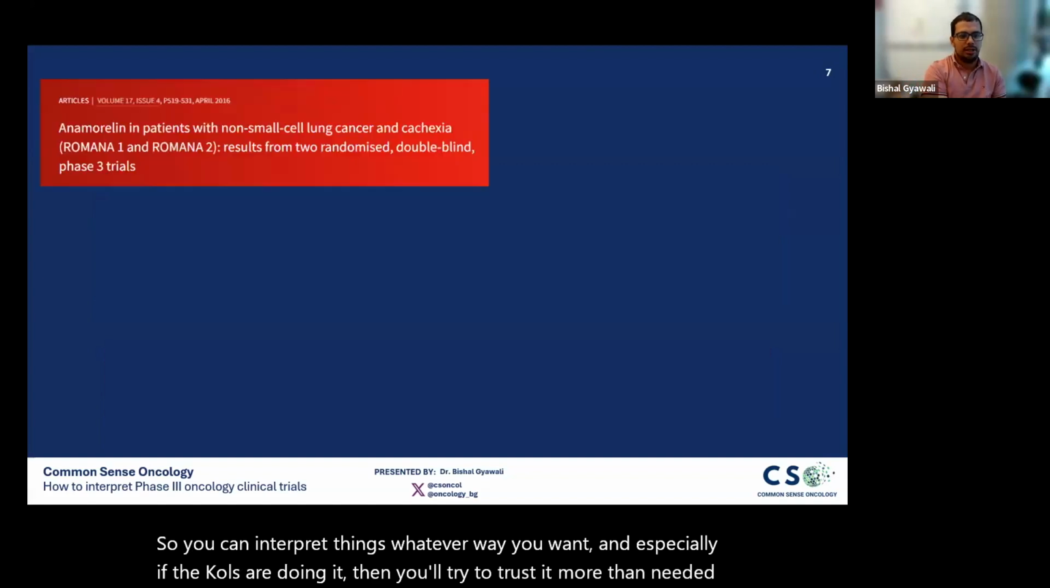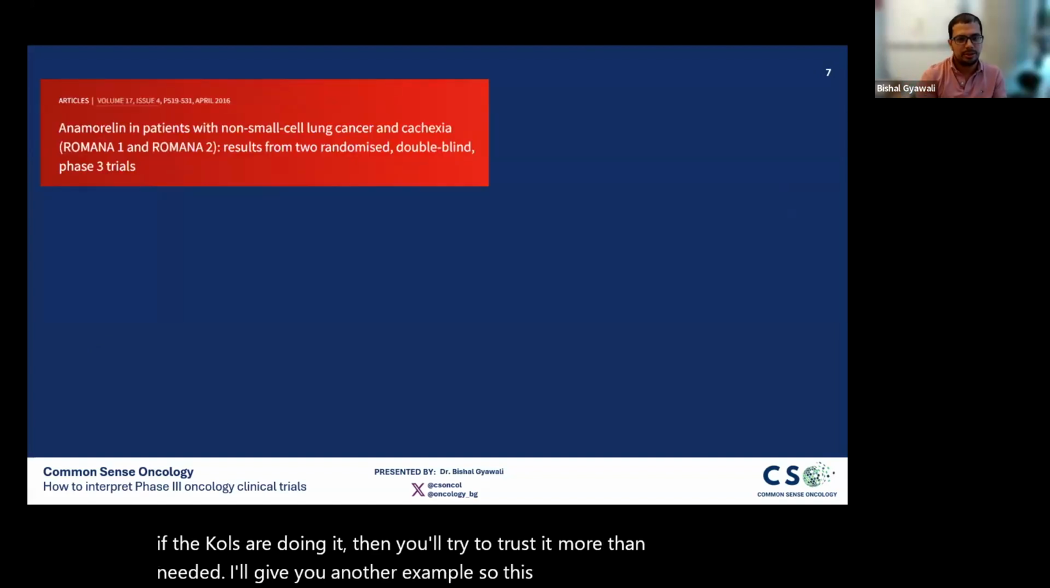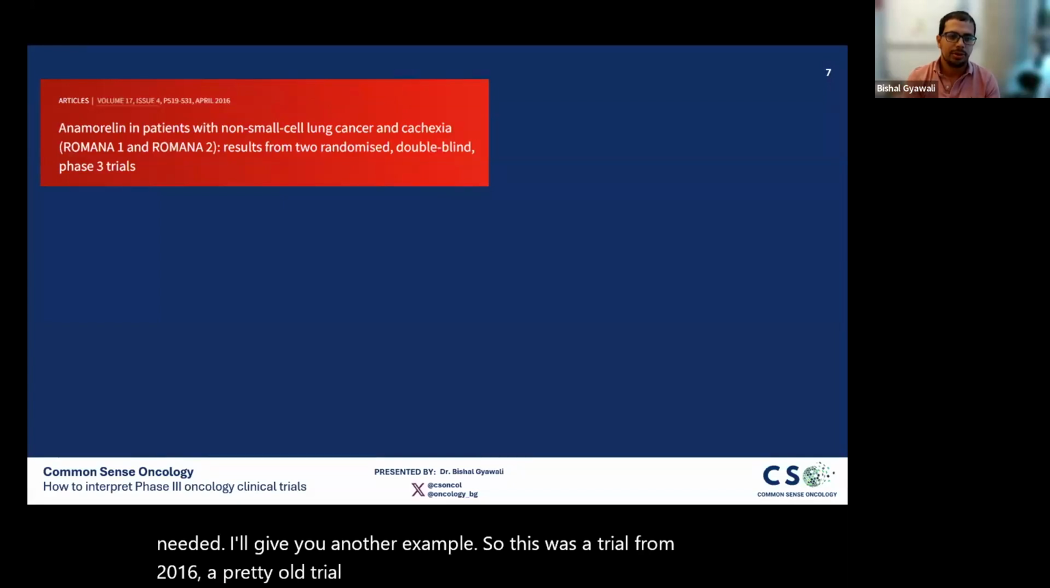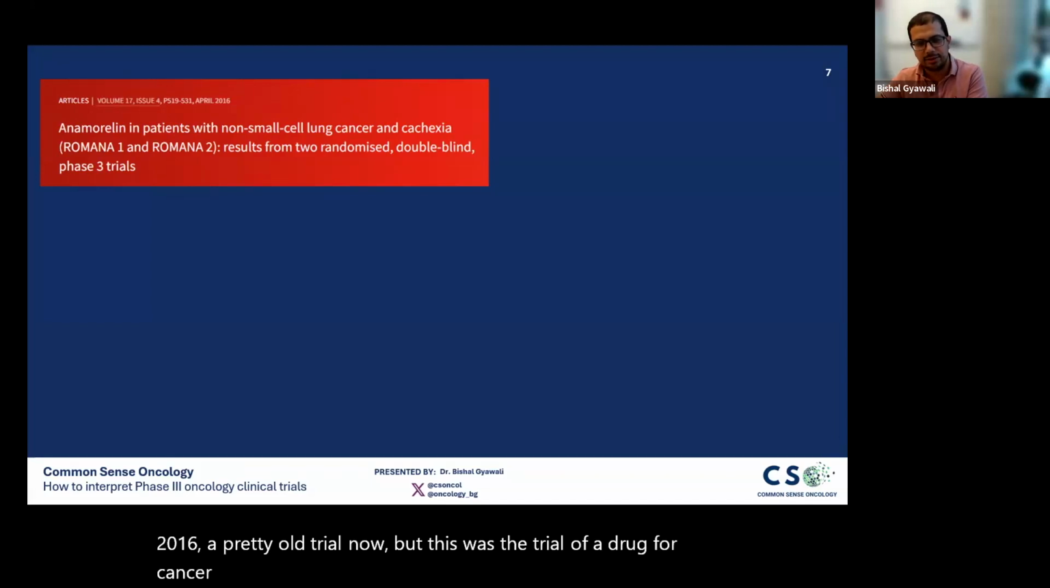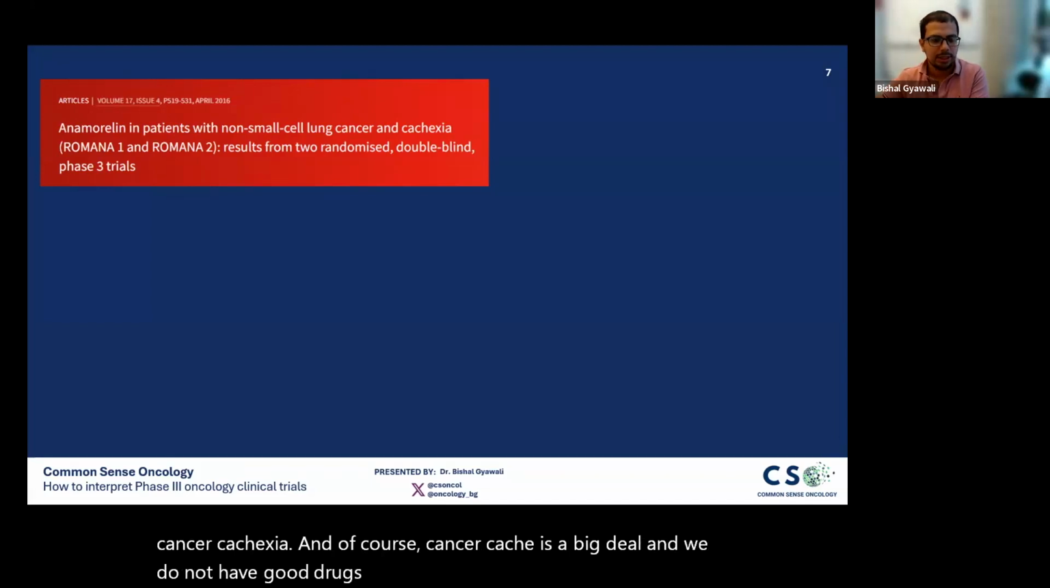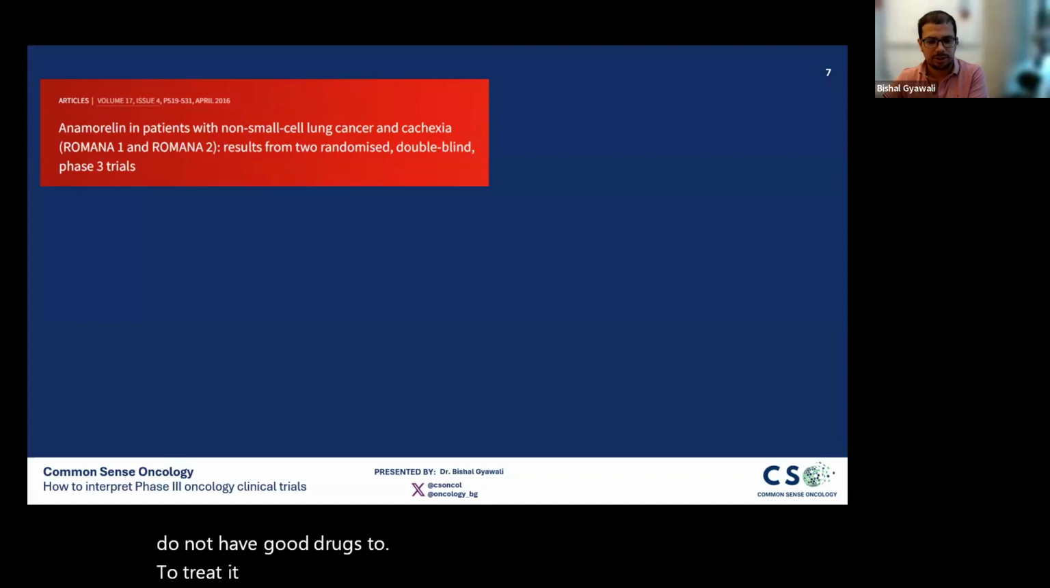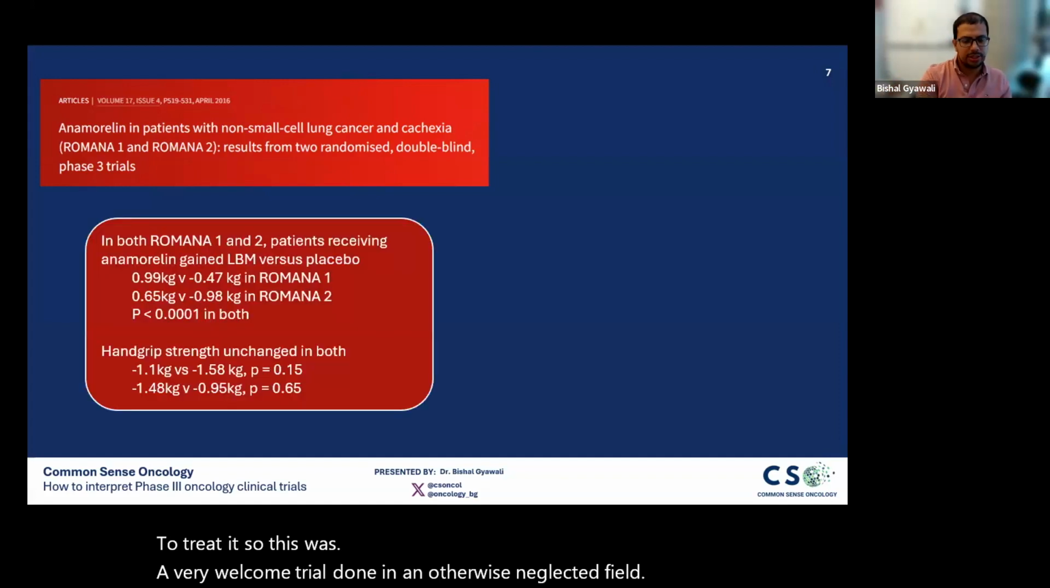I'll give you another example. So this was a trial from 2016, a pretty old trial now. But this was the trial of a drug for cancer cachexia. And of course, cancer cachexia is a big deal, and we do not have good drugs to treat it. So this was a very welcome trial done in an otherwise neglected field. But let's look at the results.